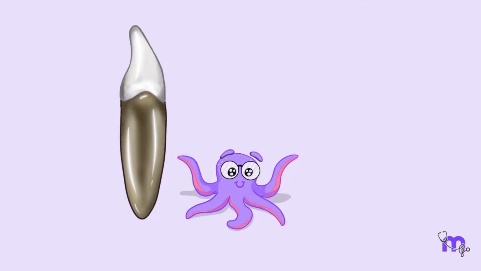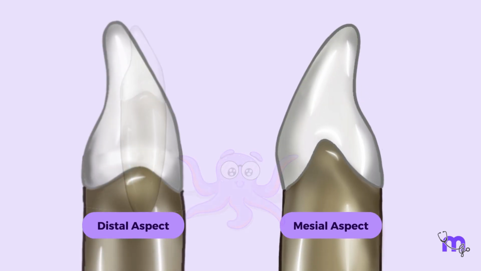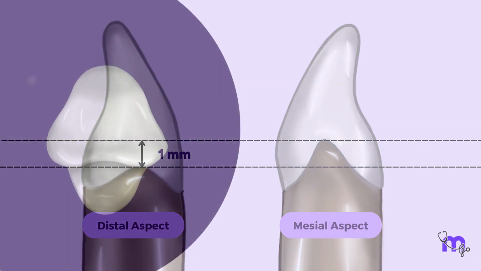If we now turn the tooth to view from the distal aspect, it looks almost similar to the mesial aspect, except the cervical line curves incisally 1 millimeter less than that on the mesial aspect. The concavity present on the distal surface appears more pronounced than on the mesial surface.